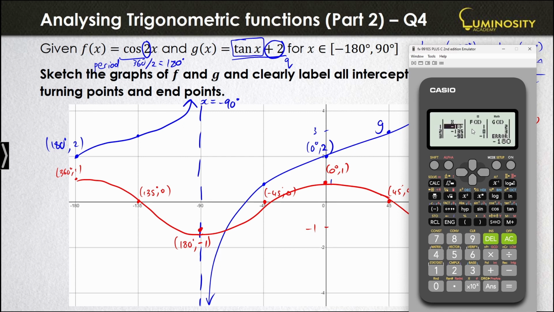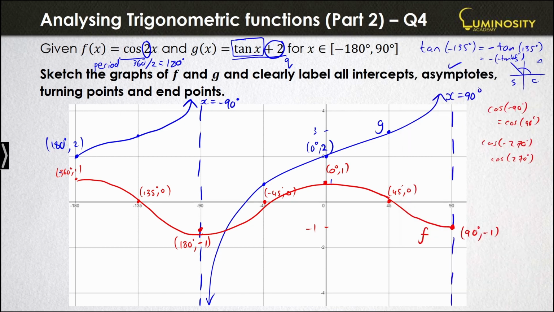And you can see when x is negative 180, f of x, which is our blue graph, gives you a value. What did I put as f of x here? Let's just go back and check. Cos 2x, yes. Okay. Oh, sorry. The blue graph is your g. Okay, so everything was right there. So f of x here, that is your cos 2x, which is your red graph. Negative 180. That should be negative 180.